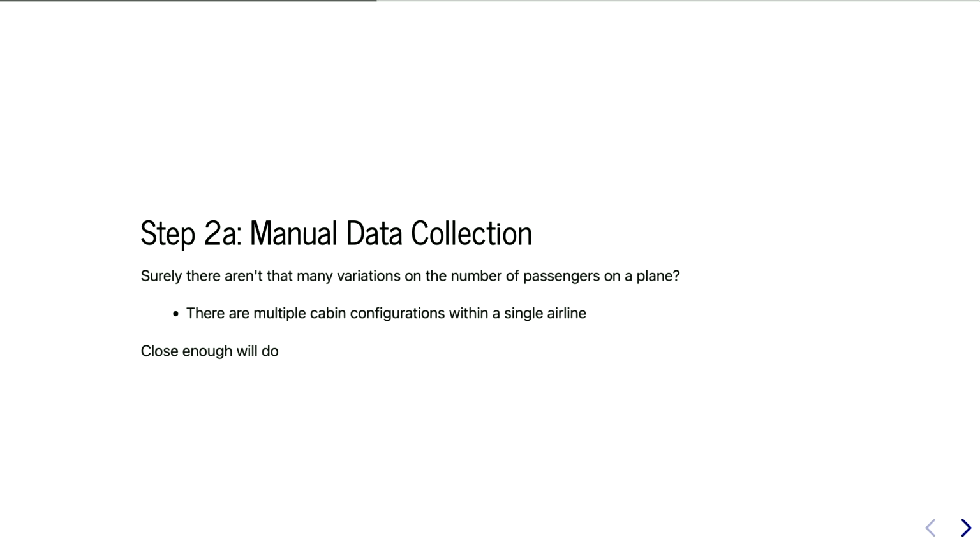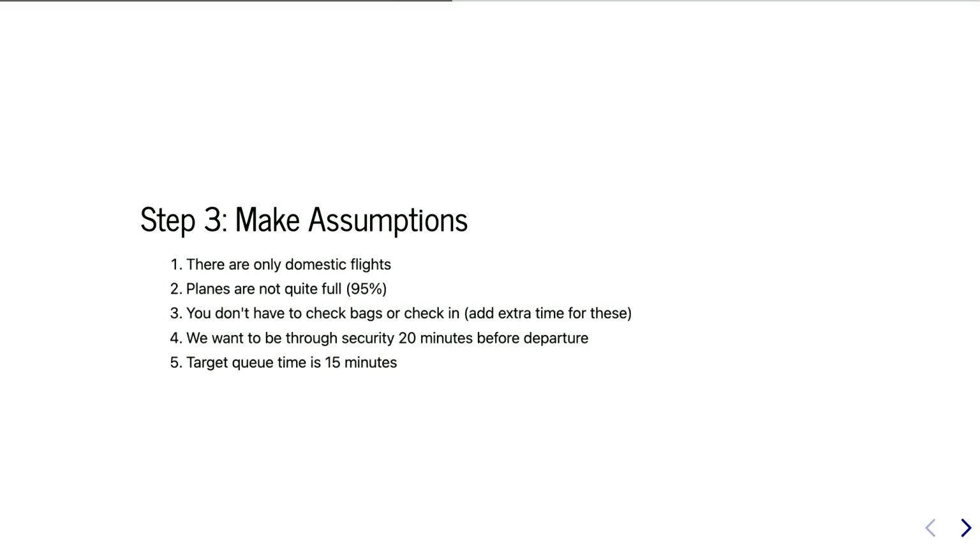So sorry for all the plane nerds, close enough is going to do. And now we need to make some assumptions about all the data in the model. So I'm going to ignore that we have international flights that you have to arrive earlier for. Everything's a domestic flight. Also going to assume that the planes aren't quite full, going 95%. Also, any check-in or pre-stuff that you have to do, add that time on yourself.